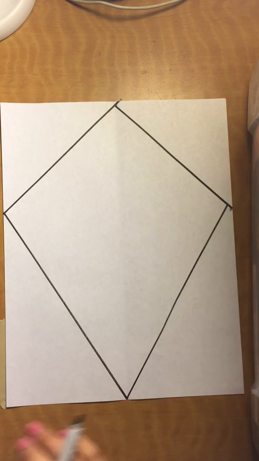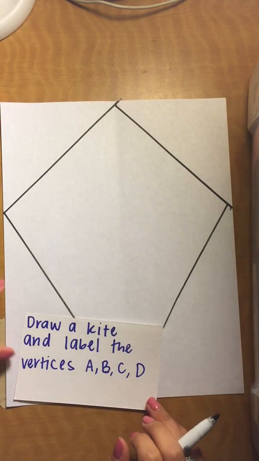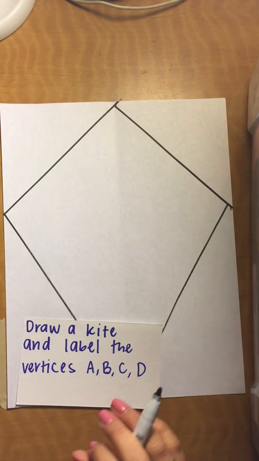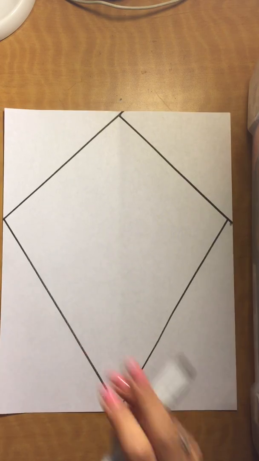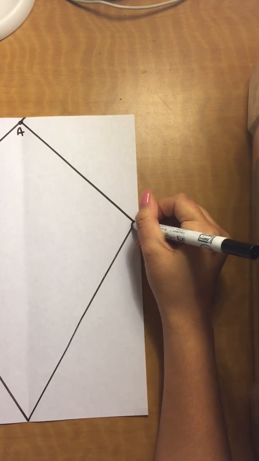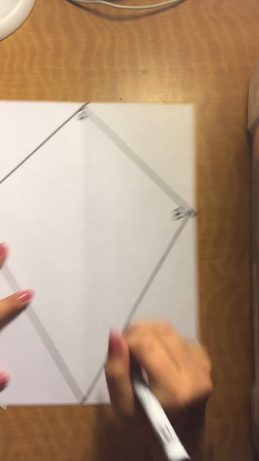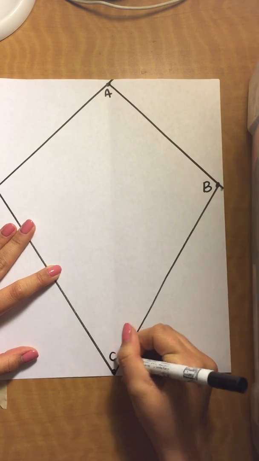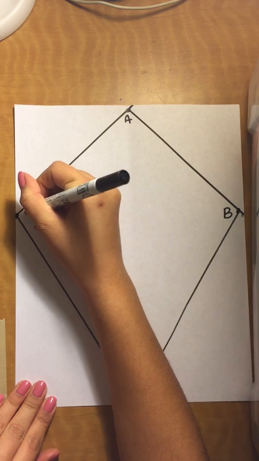So here's our kite, and now we have to label the vertices, which are the points A, B, C, and D. So this one will be A, this point right here will be B, this point is C, and this point is D.